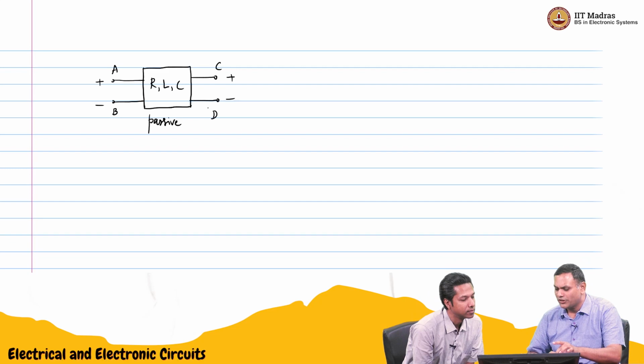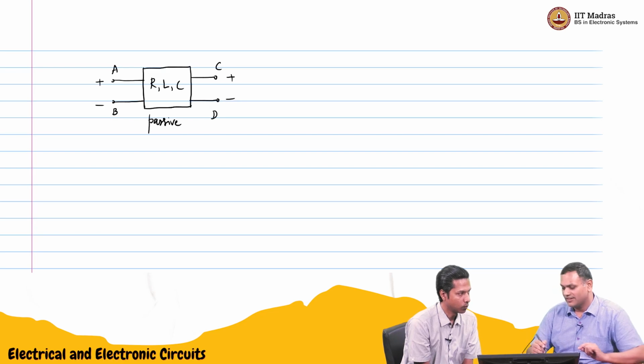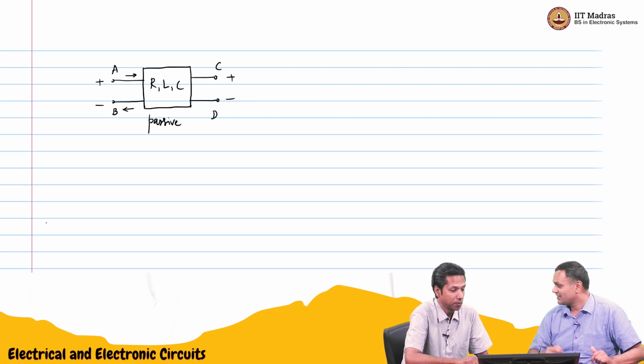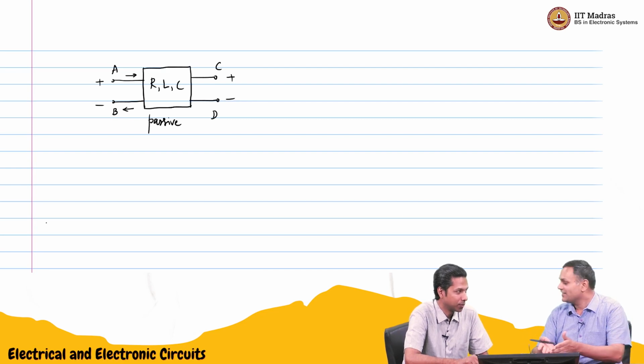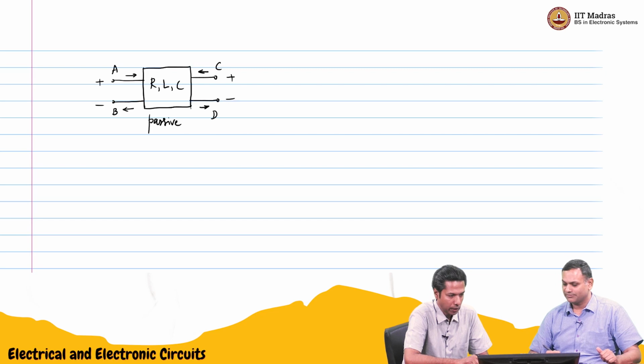If I connect a voltage source across AB, if there is some current flowing, that current has to circulate back also. The same current has to come back, otherwise charge will be accumulating inside the 2 port. So we will make that assumption. The current is the same: the current going in is also coming out. We can do the same thing at C and D.